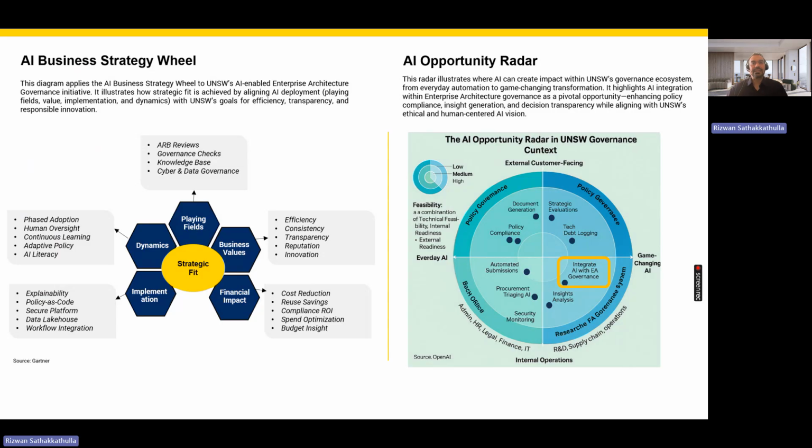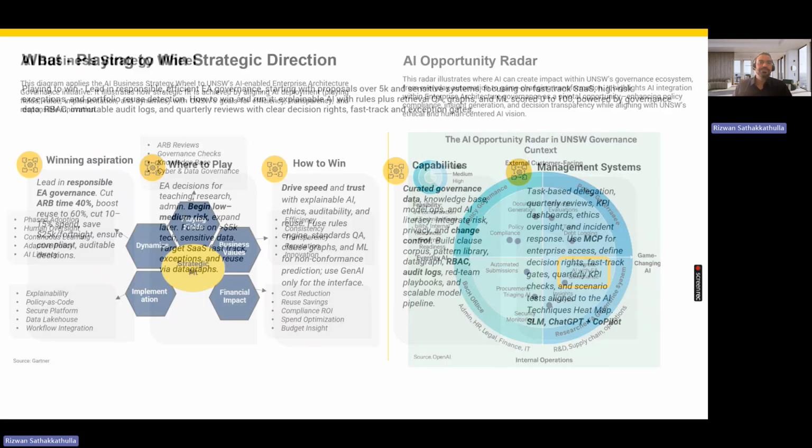On the right hand side you can also see the AI opportunity radar. There are a lot of areas where we can develop and incorporate AI, however this first foundational phase one, the one highlighted in the golden box, is where we are pursuing integrated AI with EA governance.